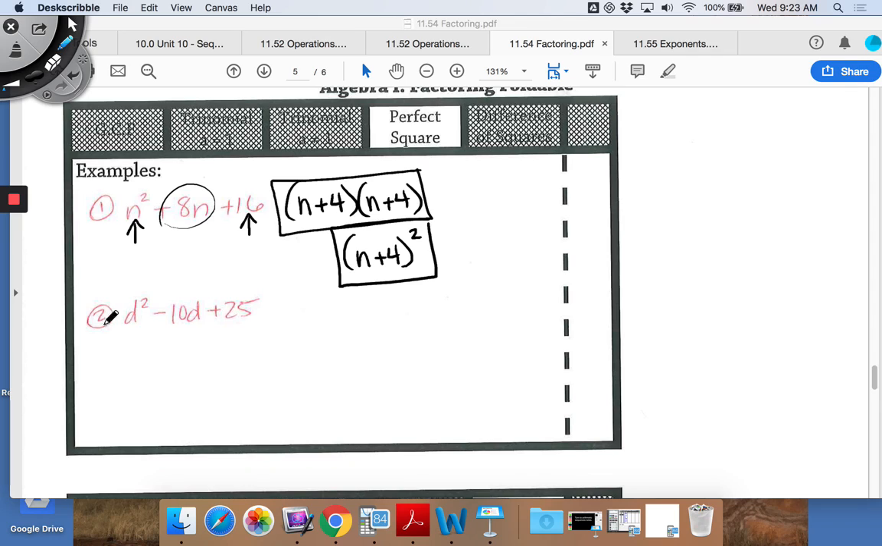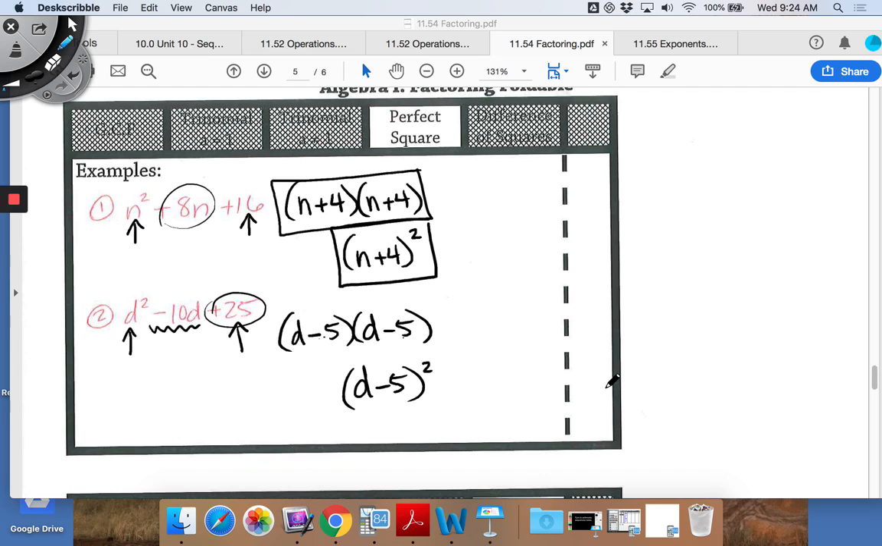On number 2, I know d squared is a perfect square, d times d, and 25 is a perfect square, 5 times 5. But what you notice is this middle term is negative. So it's going to be d minus 5 times d minus 5, because negative 5 times negative 5 is positive 25, and negative 5 plus negative 5 is negative 10. So again, this could be written as d minus 5 squared. So those are perfect square trinomials.